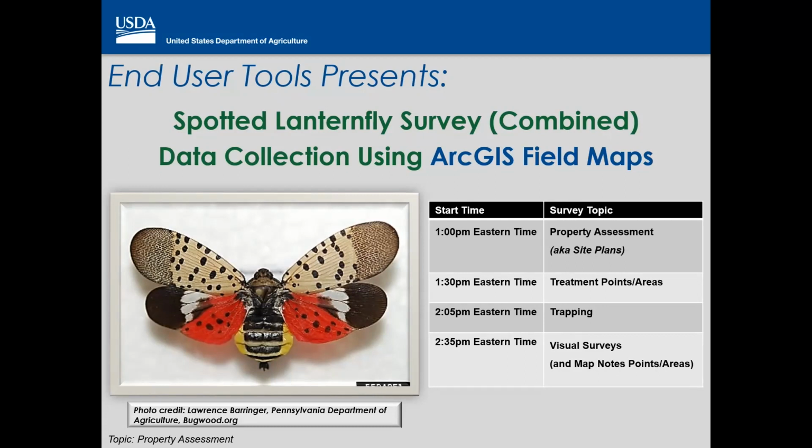So we're going to get started today with the site plans. Sometimes you all refer to it as property assessment. And then at 1:30 Eastern time, we'll talk about treatment surveys. There are points and areas that can be collected. 2:05 is going to be trapping and trapping activities. 2:35 will be visual surveys. And we also have a couple of layers that allow you to take some notes. So that's the map notes points and map notes areas layers. So we'll talk about those at the end.